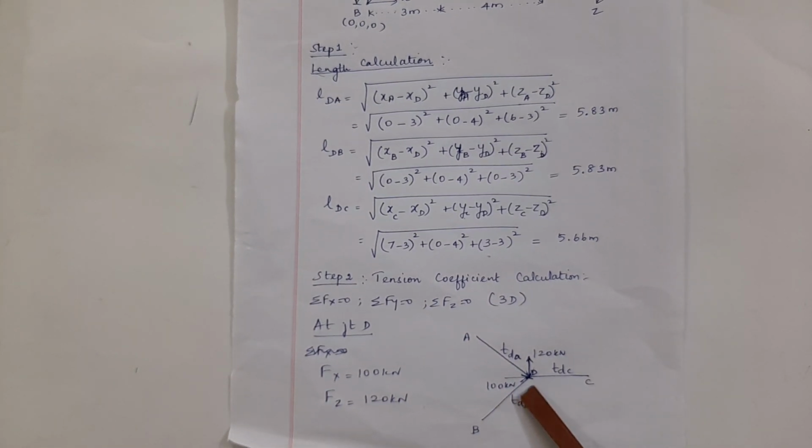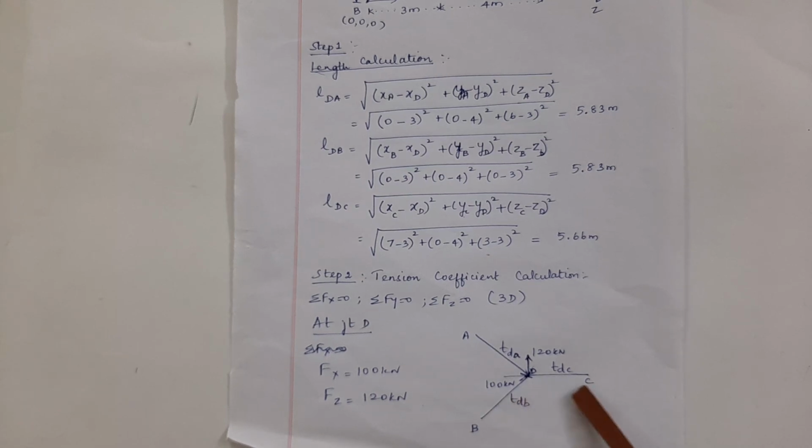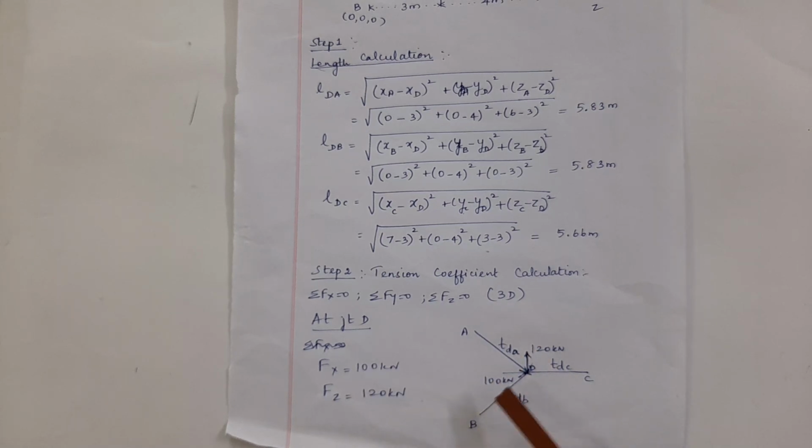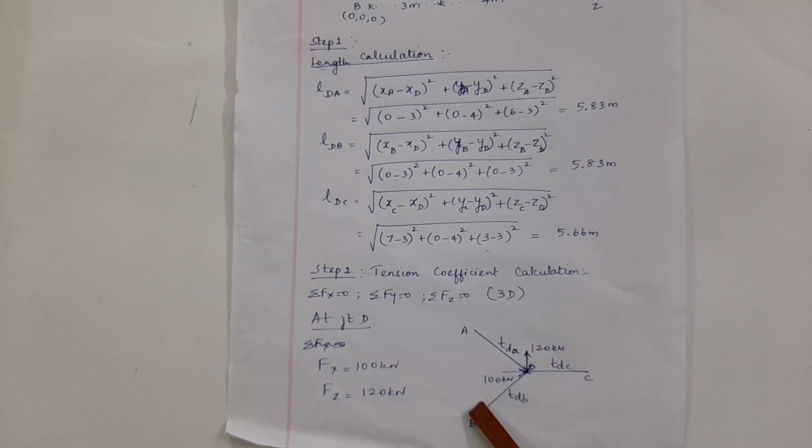So there are three members coming out from joint D. Let us take the tension coefficient on each member as TDC, TDA, TDB. I have started with the notation D because I am going to consider joint D. Here there are two loads, 120 kN and 100 kN.